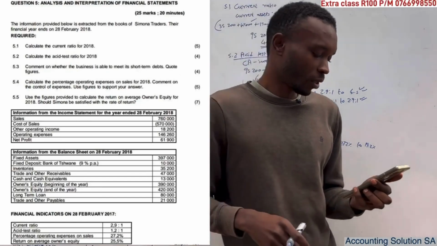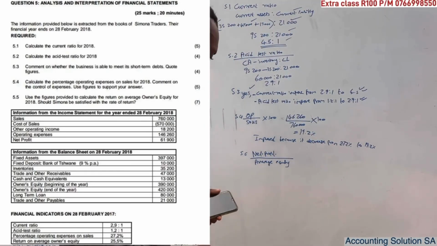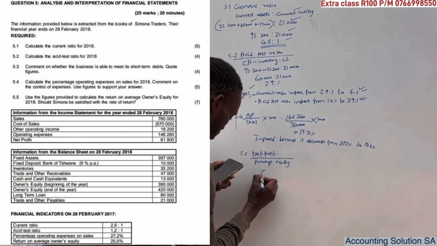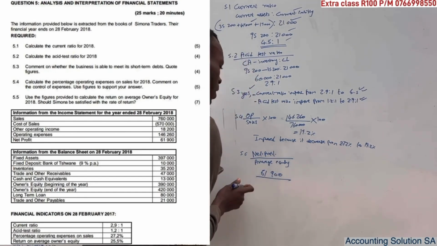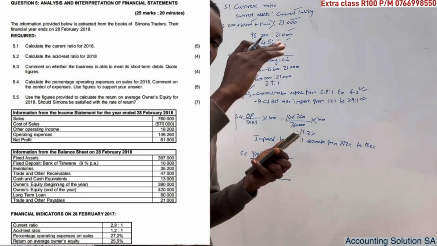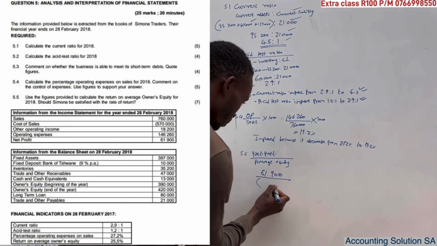All right, now let's do the last one. Net profit is very simple because it is given as 61,900, and now we have to divide by average equity. When we say average, you take the one for last year and the one for this year and you divide them by 2.